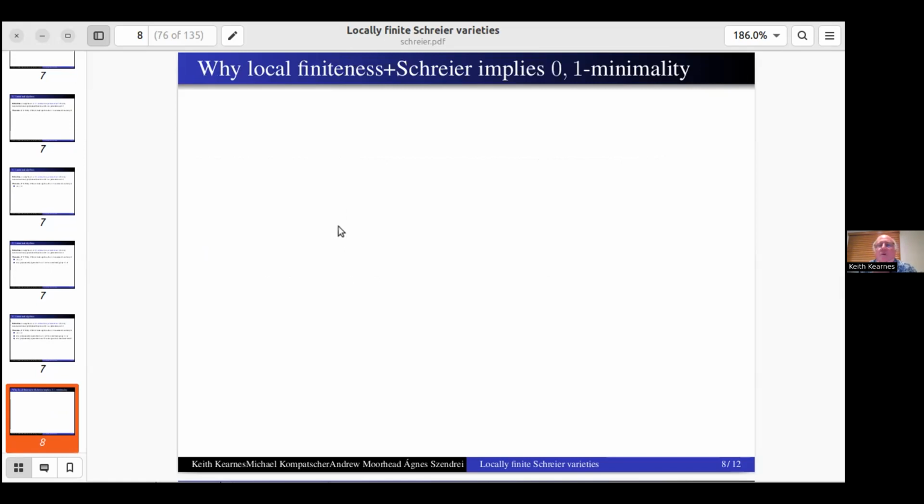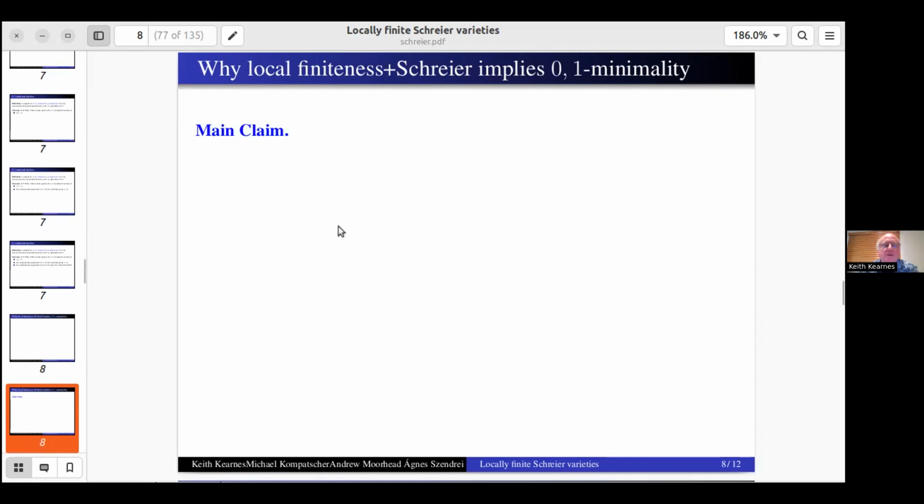Okay. So the main goal I have is to persuade you that Schreier implies 0,1 minimality in the locally finite case. I'm not going to prove the main theorem that I posted on an earlier slide, but I want to get to what I think is the heart of the argument: that if you're locally finite and Schreier, then you must be one of these algebras. I mean, your finite members should be those algebras that appear on Palfy's list.